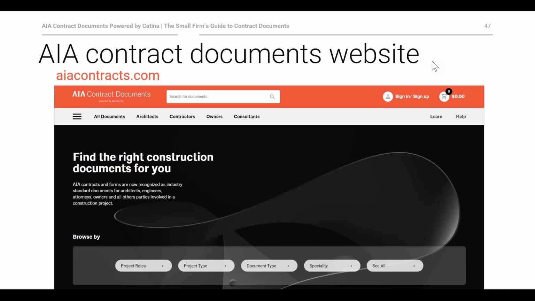To purchase any of this, you would just go to AIAcontracts.com. It is our new website. From there, you can simply browse our contracts by various filters. You can also purchase annual subscriptions directly from the home page.